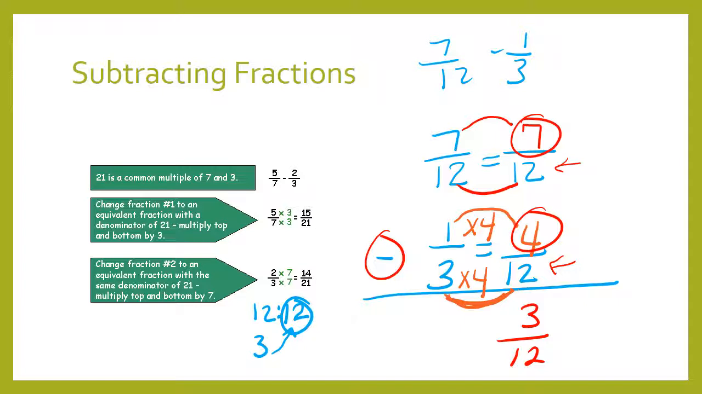Now on this one, an alarm is going off in my head right now because I know there is another number that can go into both 3 and 12 other than 1, and it's going to be 3. So to get it in simplest form, I would need to divide by 3. Now remember, it's the same rule here. If you're trying to make an equivalent fraction, you have to do the same to the top and the bottom. So if I'm going to divide by 3 on the top, then I've got to divide by 3 on the bottom. So 3 divided by 3 is 1, and 12 divided by 3 is 4. So my final answer is 1/4.